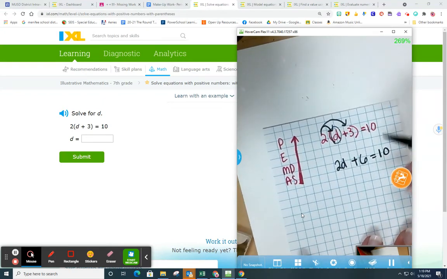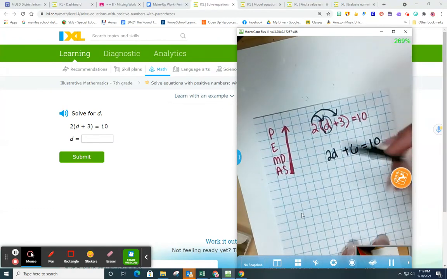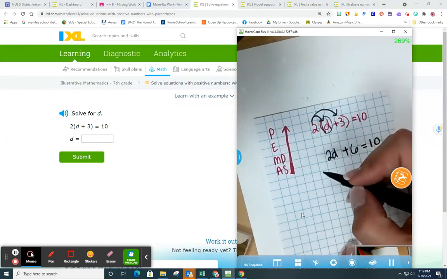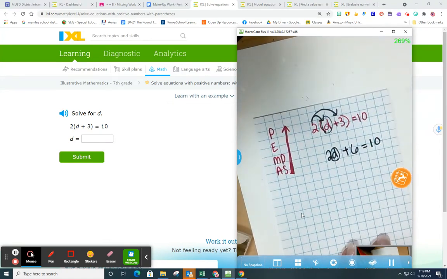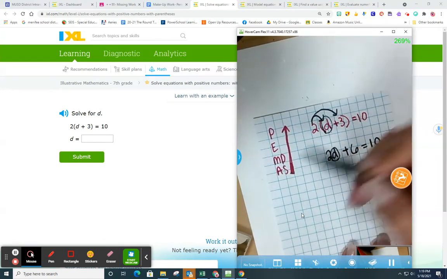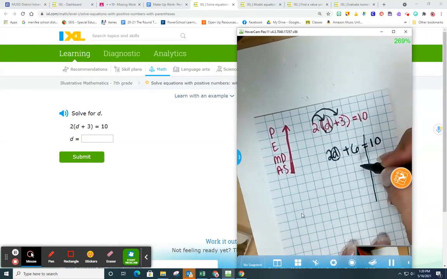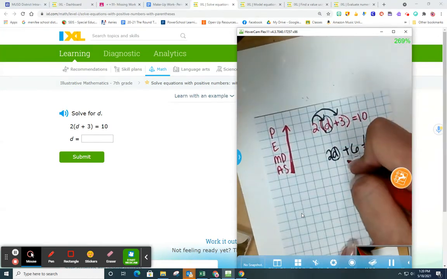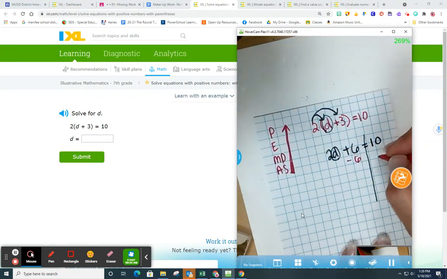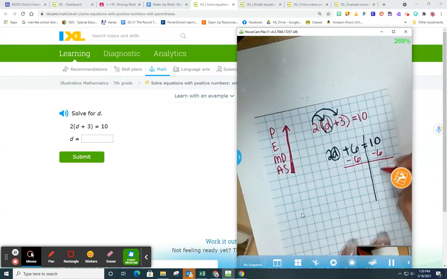That's equal to 10. Then I can start simplifying and working in reverse order to solve for my variable. My variable is d. D is what I want to get all by myself. So remember, I start with any addition or subtraction on the side with my variable. So I have addition here. I need to do the opposite of that. I'm going to use a different color ink so you guys can see. And what I do to one side, I have to do to the other. So I'm going to take 6 away from both sides.